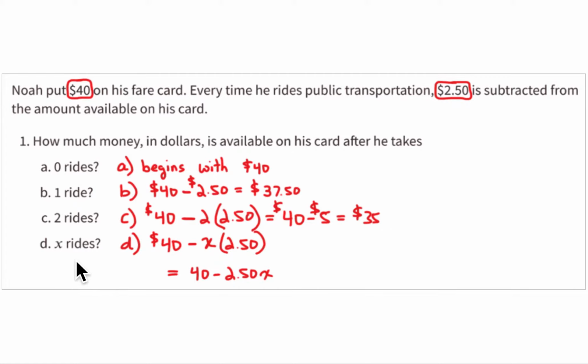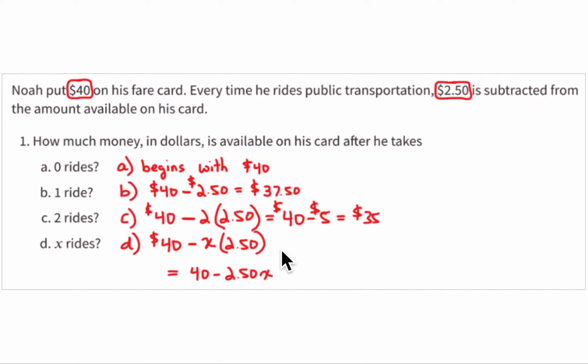And then finally it says, well, what about an X number of rides, an unknown number of rides? Whatever number you put in there, you subtract that from $40. But first you have to multiply it by $2.50, because that's the cost for each ride. So let's say this is 10 rides. It's 10 times $2.50. 12 rides, 12 times $2.50. So you have to subtract $2.50 times the number of rides he took. Subtract that from 40, and that's going to tell you how much money remains on the card.